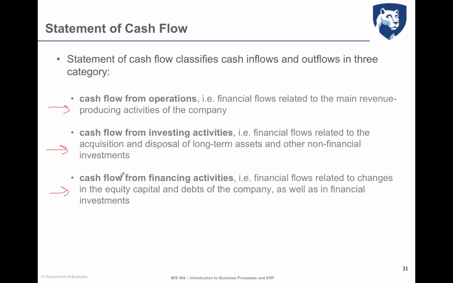And finally, we have the cash flow coming from the financing activities. So all the cash coming from the activities incurred by a company when operating on equity capital, debts of the company, and when making financial investments. So cash flow coming from operating activities like procurement, production, distribution. Cash flow coming from investing activities like acquisition or disposal of assets or other non-financial investments, and cash flow coming from financial investments, so investments that are not related to operation, like credit, debits, and equity movement.